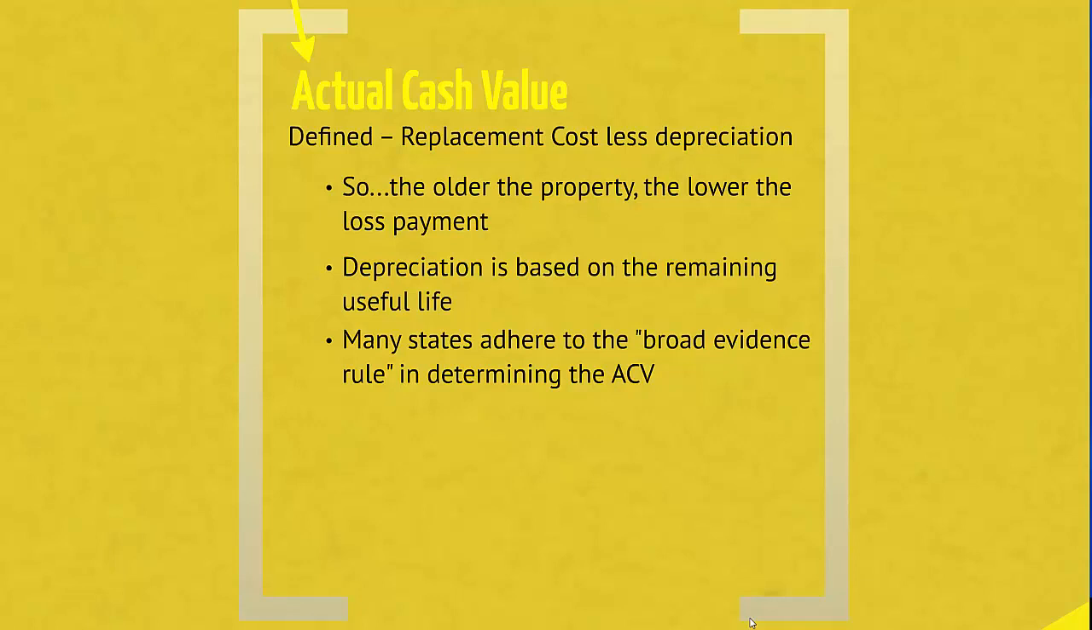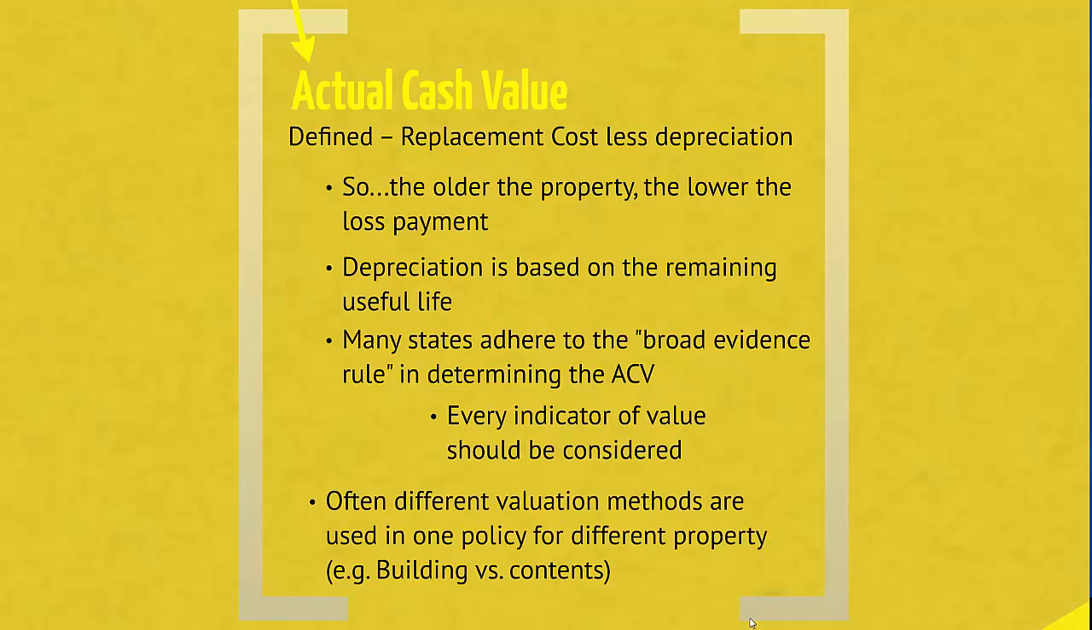Many states adhere to what's called the broad evidence rule in determining the actual cash value. This means that every indicator of value should be considered in determining that value. In other words, if a $10,000 piece of equipment is deemed to only have $500 of value to that insured, and it was deemed to have 10 years left of use, the value of the equipment might not be depreciated as much. Often different valuation methods are used in one policy for different property. Often, for example, building will be covered at replacement cost, whereas contents will be covered at actual cash value.